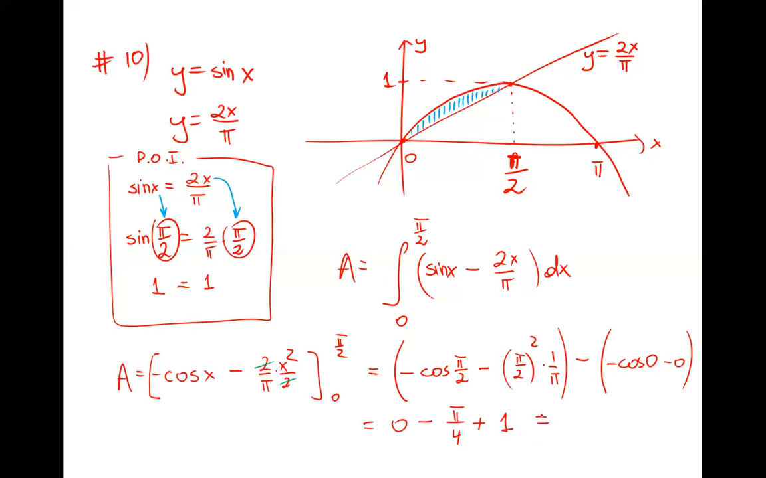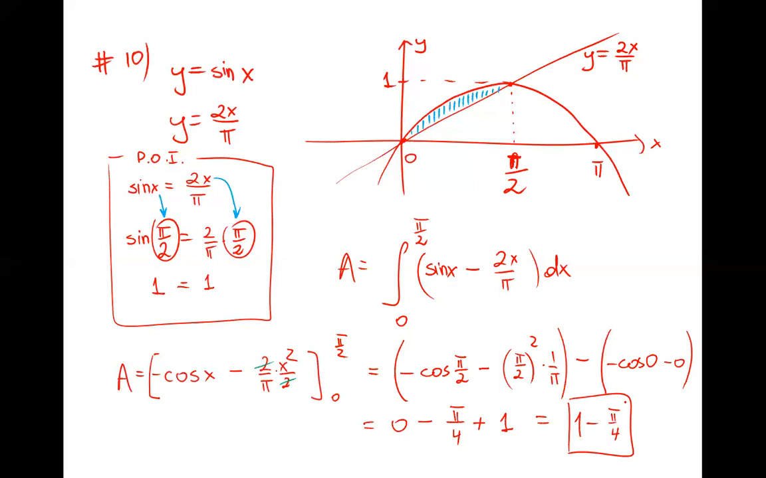Okay, that we do have the answer 1 minus pi over 4, and this answer is correct. Okay, that's actually pi over 4. Okay, excellent.